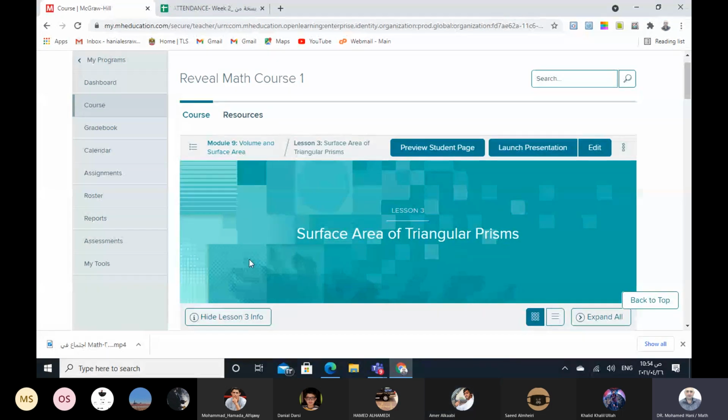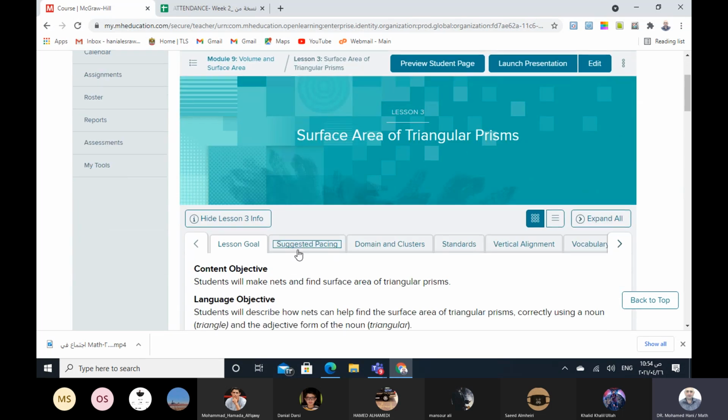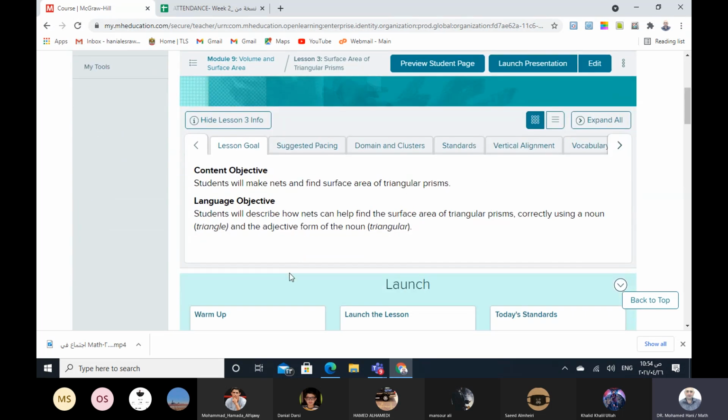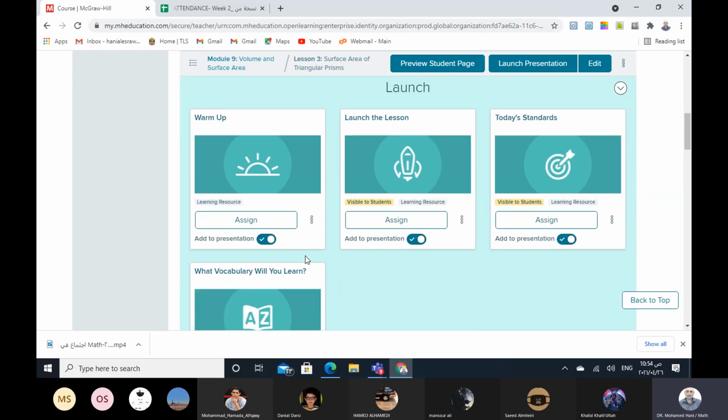Math grade 6. We are in module 9, volume and surface area. Today we have the third lesson, surface area of triangular prisms. In this lesson we want to learn how to make a net and how to find the surface area of a triangular prism.